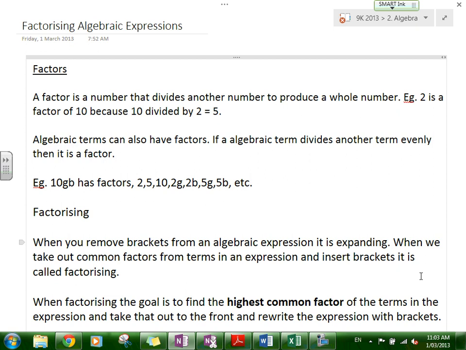And so algebraic terms can also have factors. You can have something with variables like a or b or x or s, whatever the variable is, and you can have factors of that. So for example, you have this term 10GB. Okay? 10GB. So factors include, well, 2 goes into that because 10 you can divide by 2, 5 is a factor, 10 is a factor. But you also have 2G as a factor. Because when you divide 10G by 2G, the 10 divided by 2 is 5, and G divided by G cancels out and you get 1. So that's a factor. 2B is a factor, because there's a B in this expression. 5G, 5B, etc. There's a whole lot of factors which include the algebraic terms, which have the variables in them. Okay?